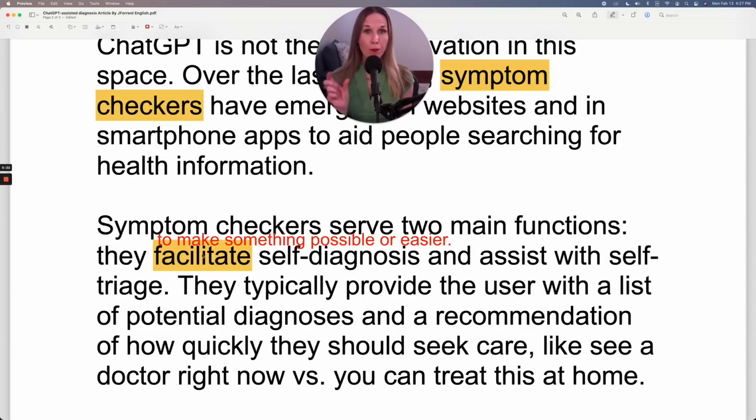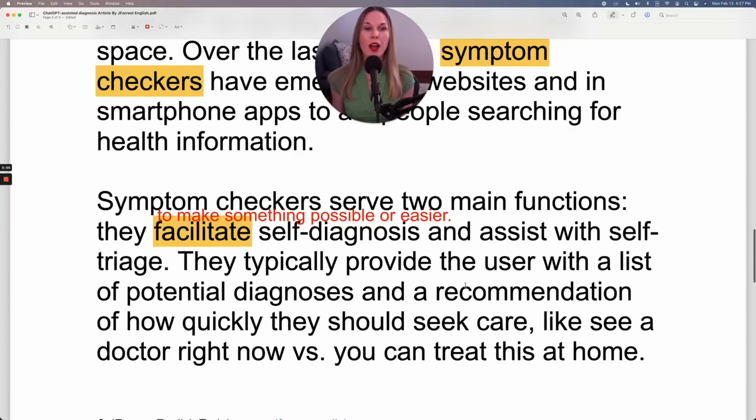Facilitate is a formal verb. You'll see it a lot in academic writing, and it means to make something possible or easier. So it's saying these symptom checkers make self-diagnosis easier, or they simply make it possible. So that's one of the main functions. The other function is to assist. You could also use facilitate to facilitate self-triage or to assist with self-triage.